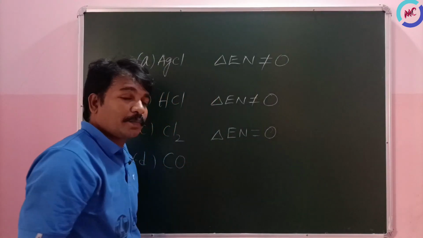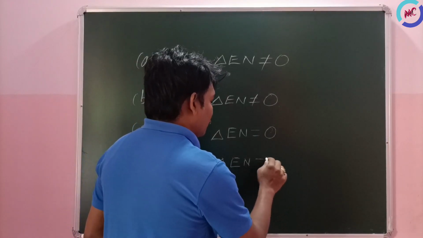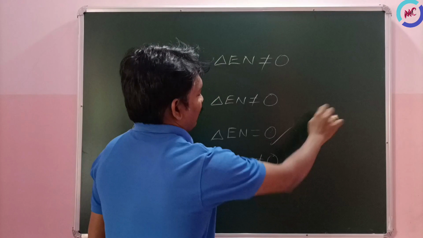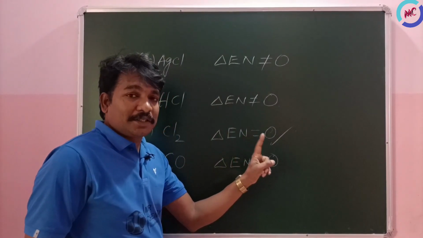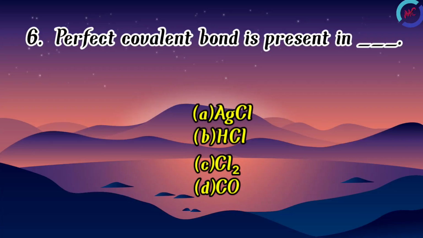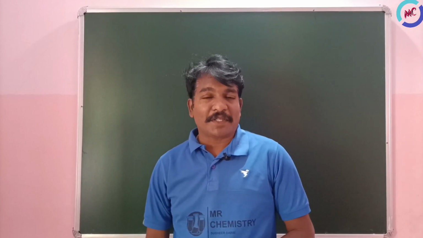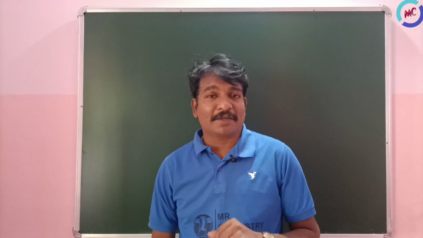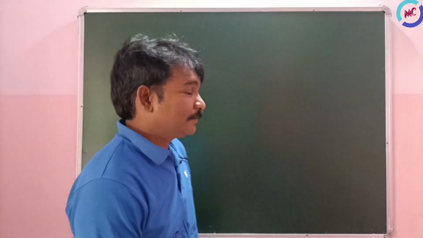And in case of carbon and oxygen, the difference in electronegativity is not equal to 0. Okay, if the difference in electronegativity is 0, then it forms perfect covalent bond. Option C is correct answer. Fajan's rule is one of the important one, and there is a question on Fajan's rule. And please note down the seventh one.